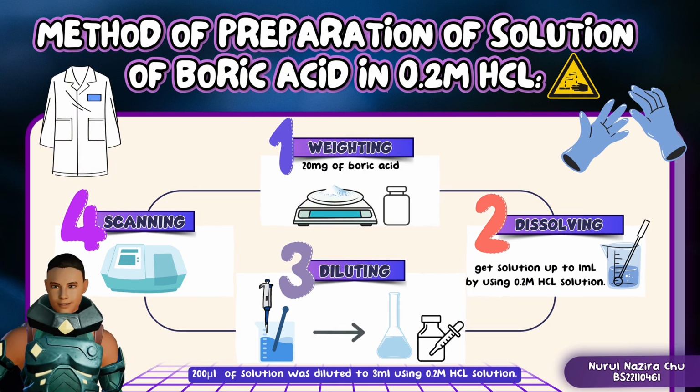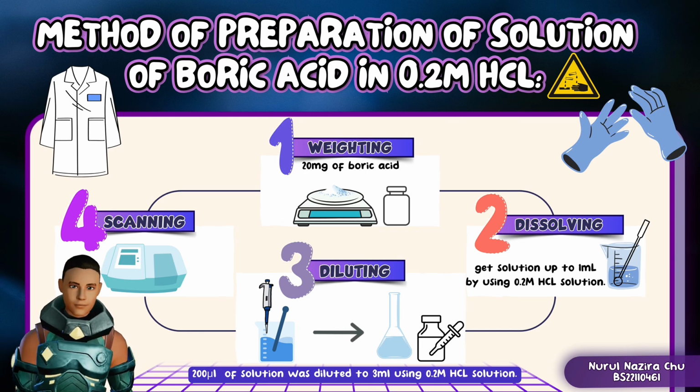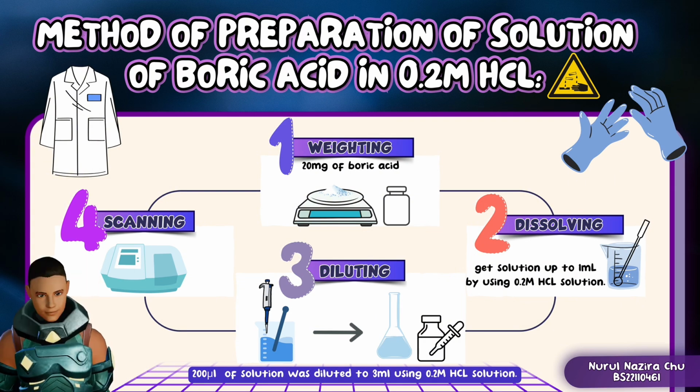Then, the supernatant, which is the clear solution, was carefully separated from the sediment. Last but not least, 200 microliters of the supernatant was taken and diluted with hexane up to 3 ml. The solution was then ready for the UV-vis analysis.